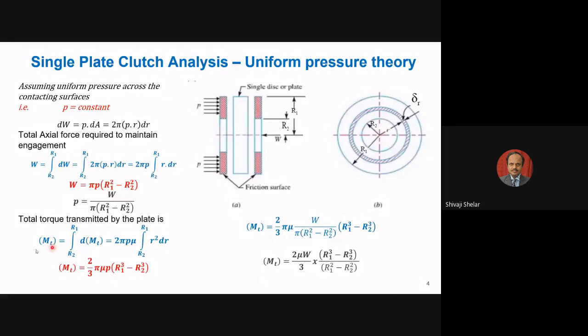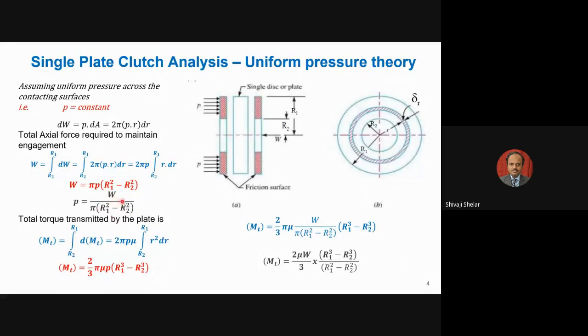Now the total torque requirement, by our earlier formula integration from DMT. We put the value of torque from the previous slide, that is 2 pi mu P into r square dr. Since P is constant, we have taken P outside. The integration of r square dr will be r cube by 3. So the integration here is 2 by 3 pi mu P into R1 raised to cube minus R2 raised to cube.